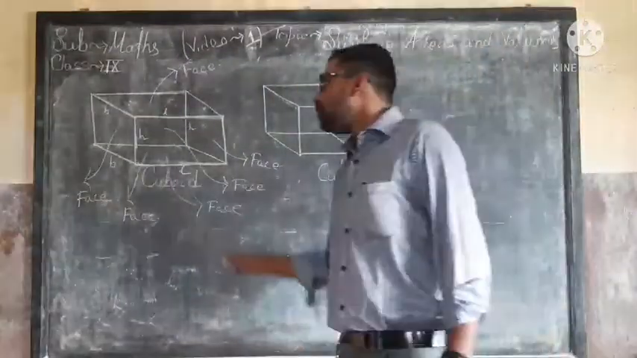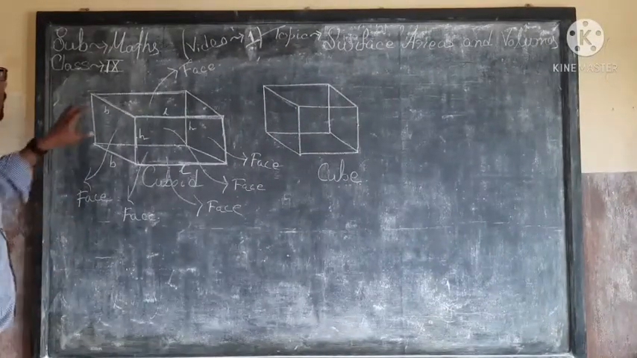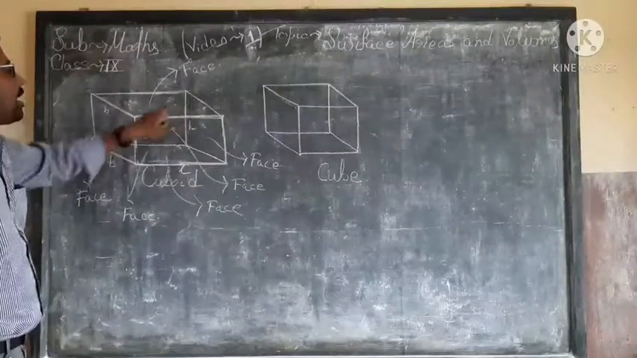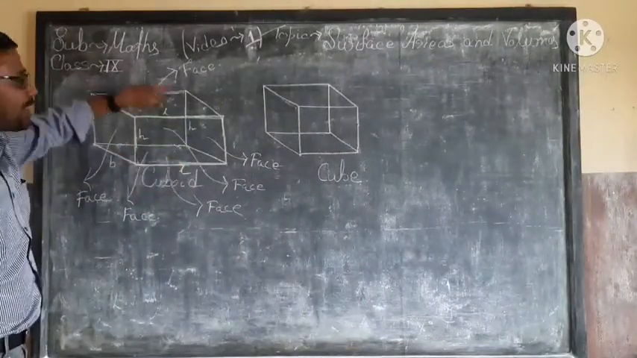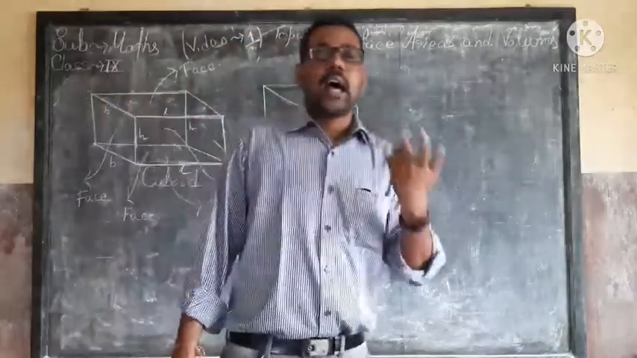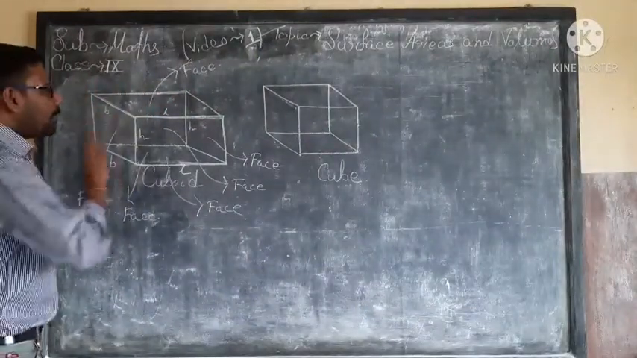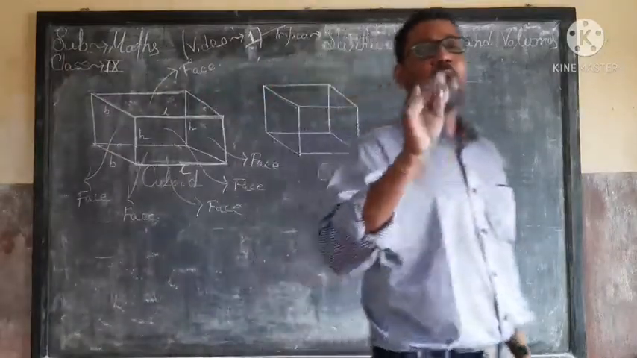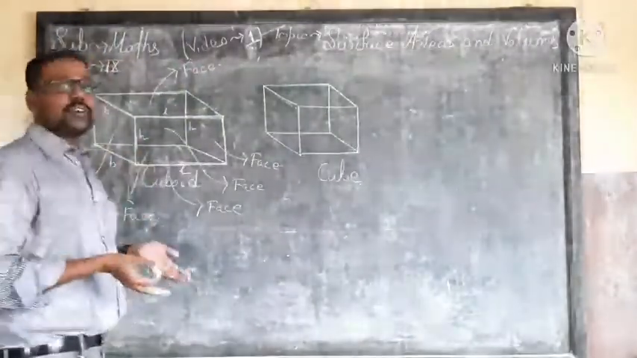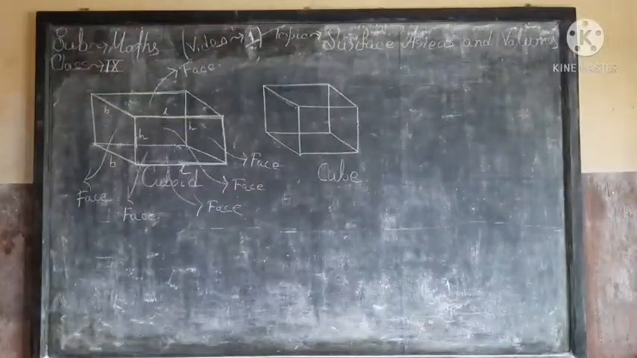So, find out the surface area of the cuboid. That means the area of this face, this face, this face, this face, the bottom face, and the top face. This bottom face of the cuboid has another name, the base. If you calculate the area of each and every face, and after adding all the faces, we get the total surface area of a cuboid. So what is the formula?